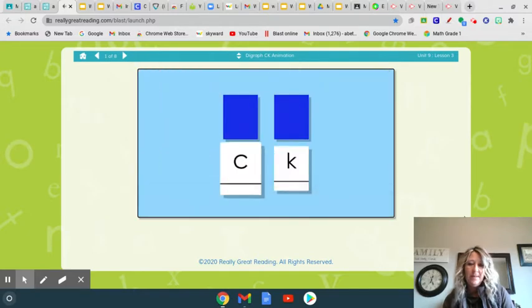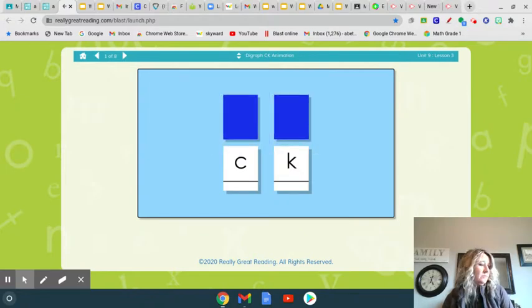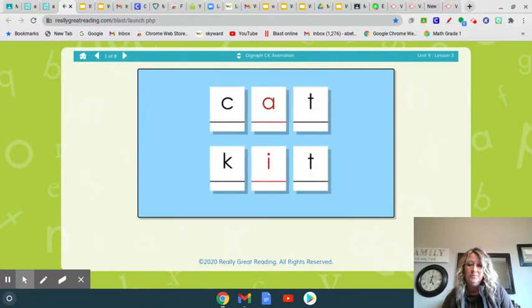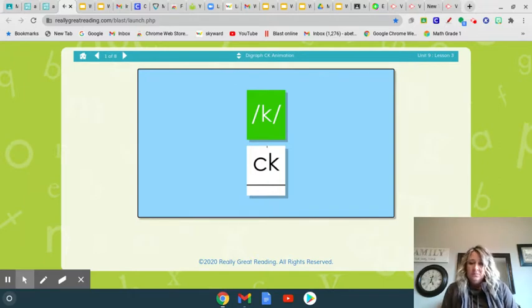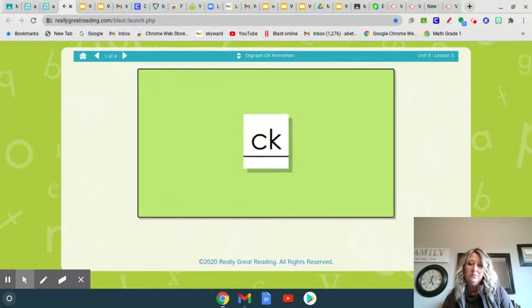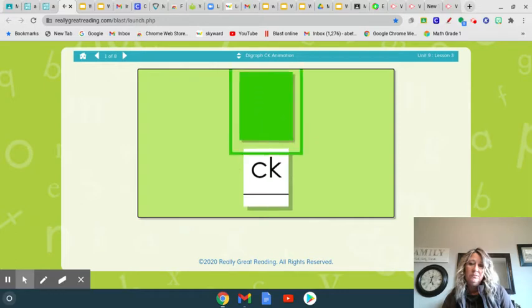You've already learned that the C and K are two letters that can spell the consonant sound K, as in cat and kit. In this lesson, we're going to learn that the digraph CK is the third way to spell the K phoneme. Remember, digraphs are two letters that work together to spell one speech sound, or one phoneme. There are some special things to learn about this digraph. Let's explore them together.